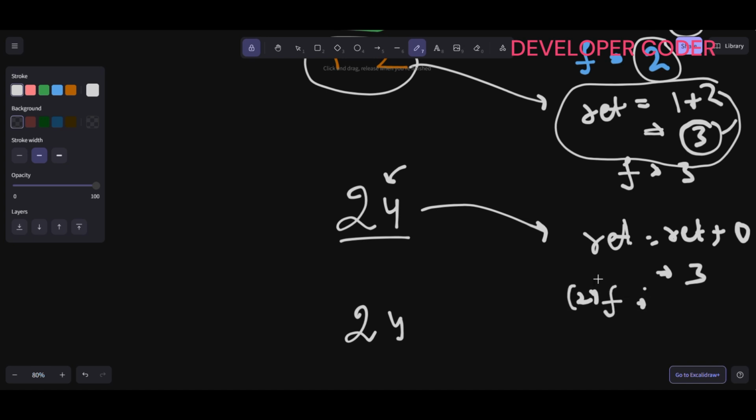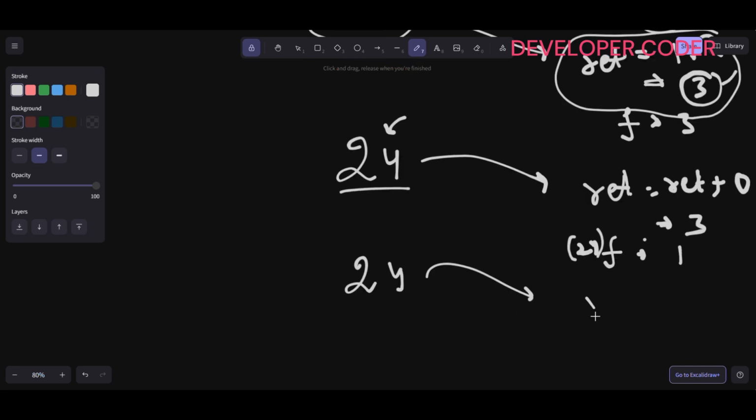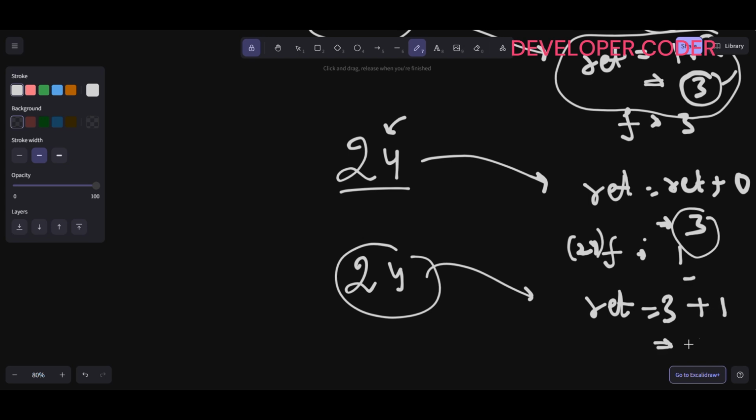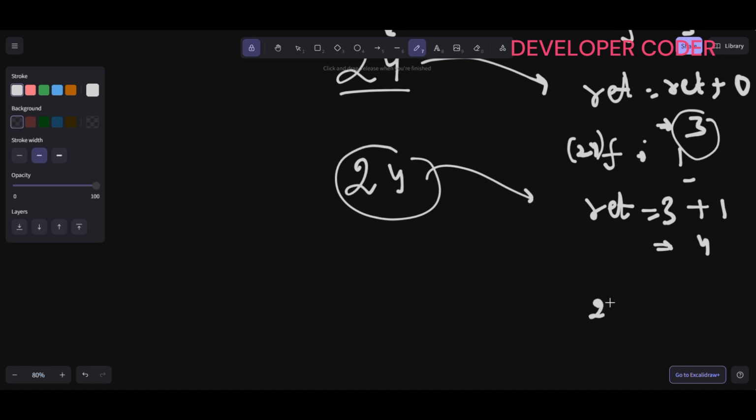Okay, frequency of this 24 is 1. Next time when I'm going to see this 24 again, I am going to update return. Previous value of return is 3, and now the frequency of 24, the frequency of this number, previously it is occurring 1 time, so it is going to become 4, and now I will update the frequency of 24 to 2.